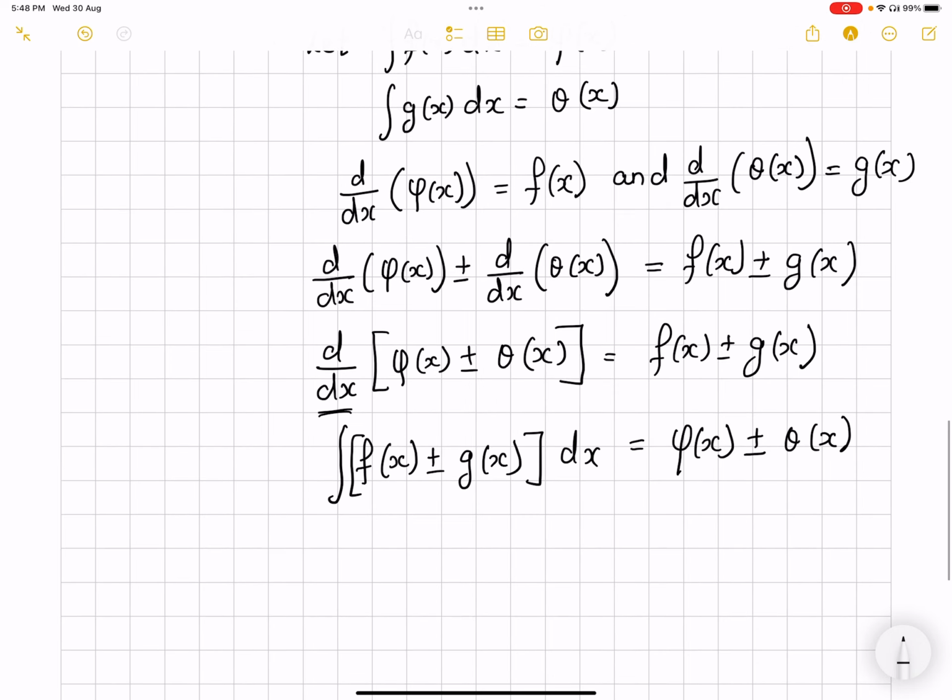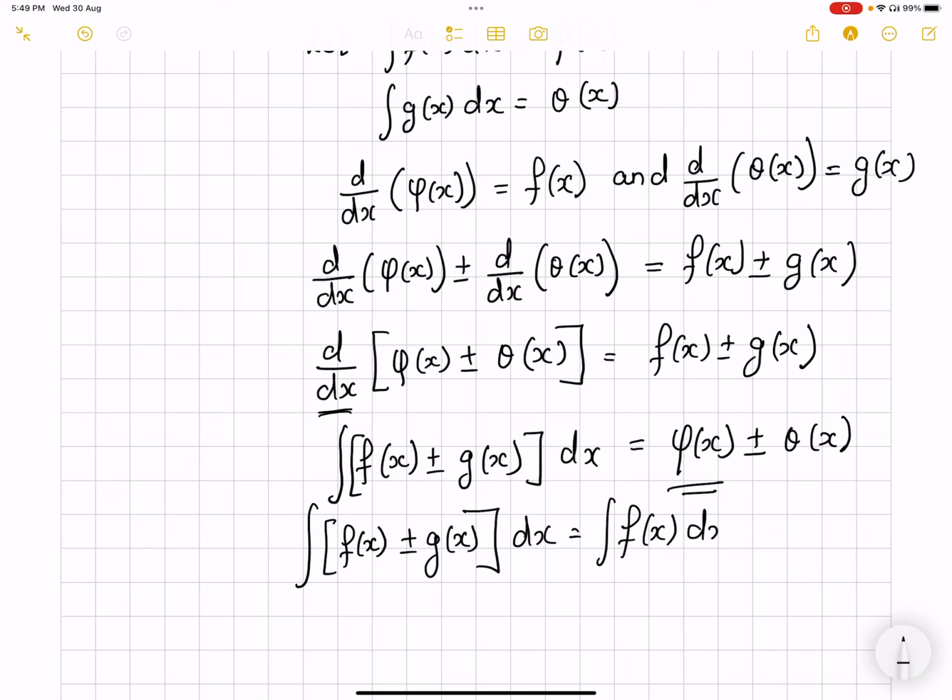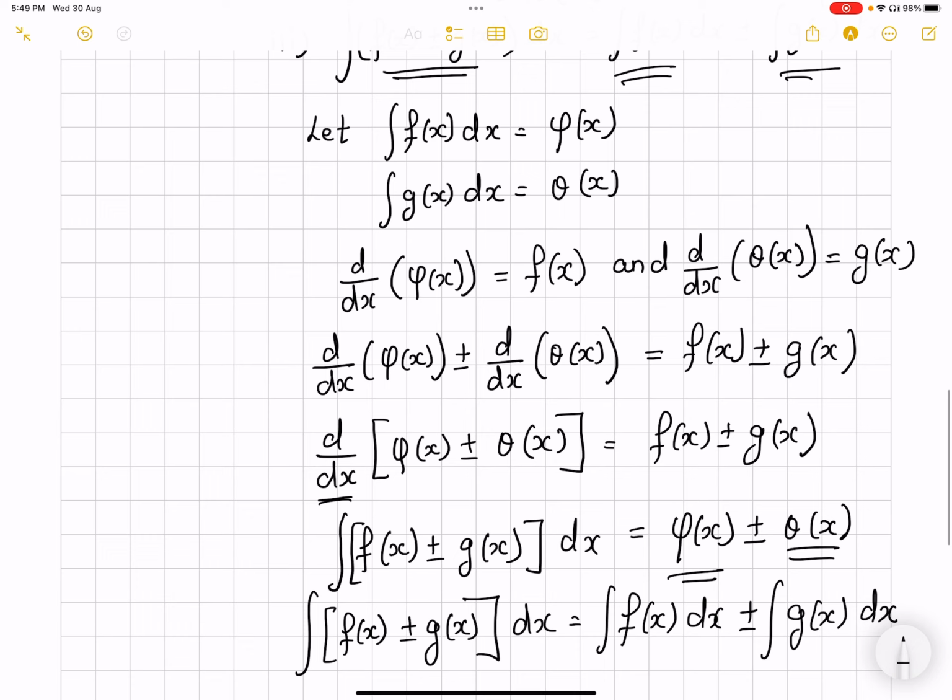So now, what is this equal to? Integral f of x plus or minus g of x dx is equal to, what is phi of x? It's nothing but integral f of x dx plus or minus, what is theta of x? It's nothing but integral g of x dx. We have proved it. So all this is relying on one simple concept, that is, when I integrate a gradient, I get a function. And when I differentiate that function, I would be getting the gradient.